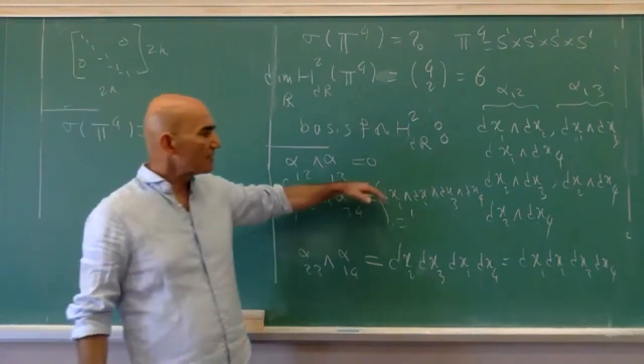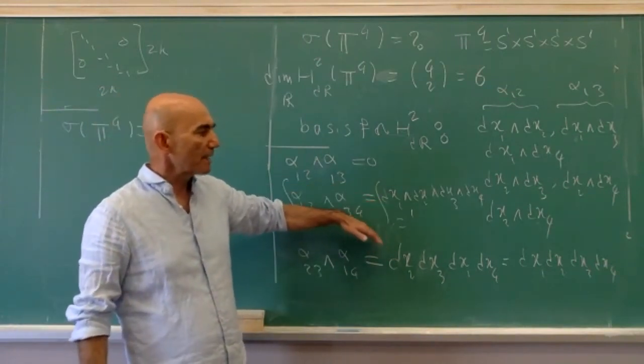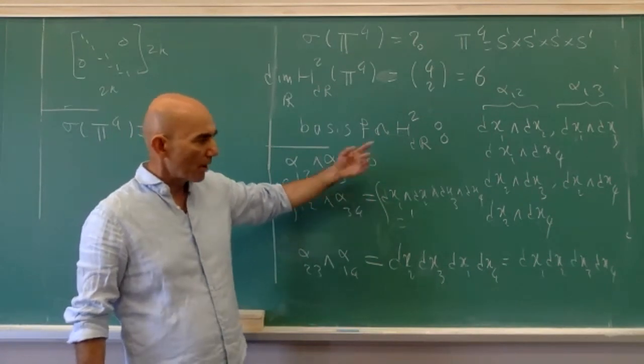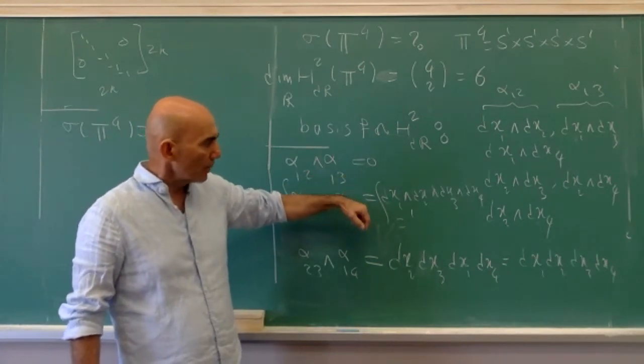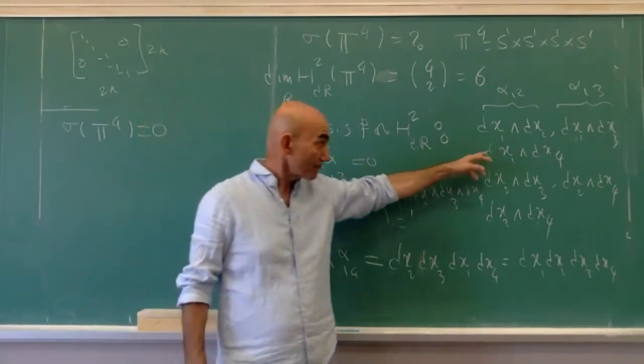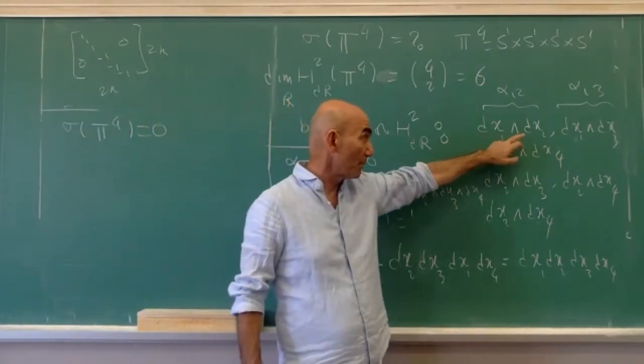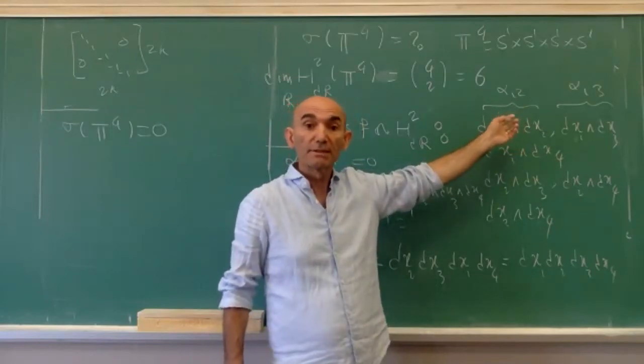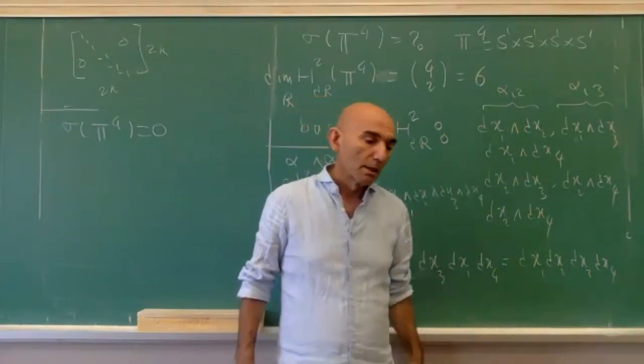But this 3 plus 1, 3 minus 1 is interesting because it will come in a different way soon. Because these forms, dx1, dx2, for example, are harmonic forms on this space. So yeah, we'll see that.